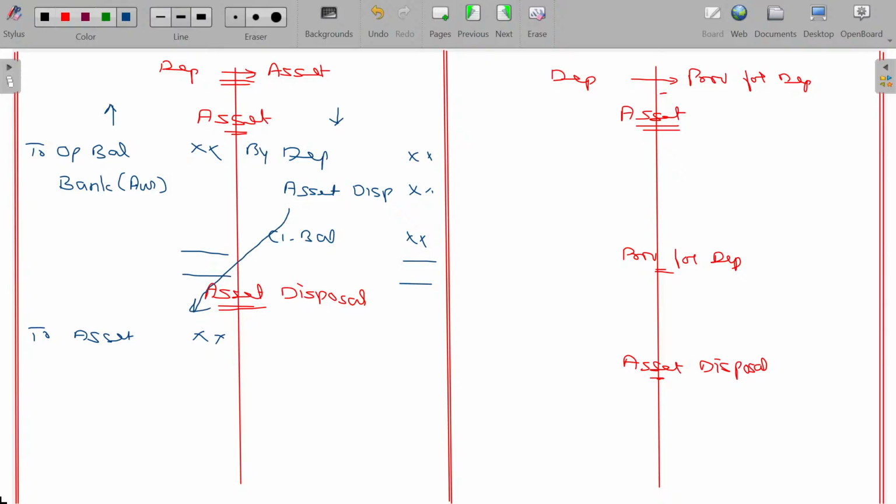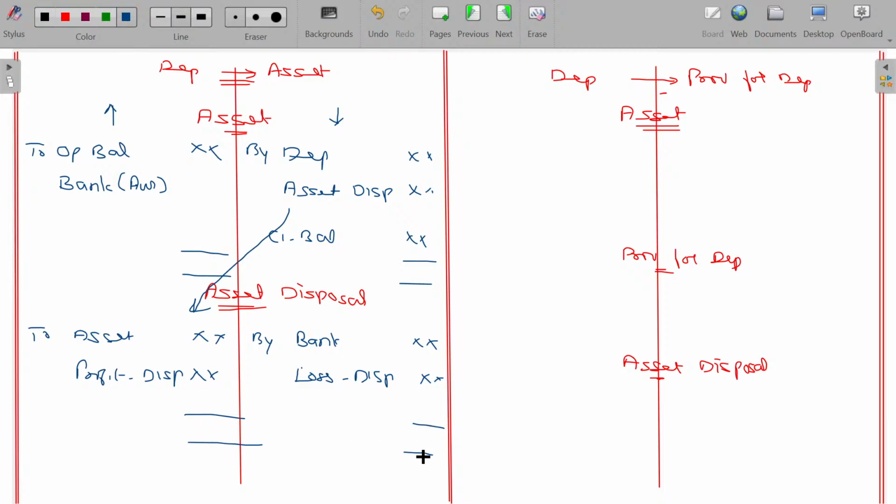Now the sale happens in the asset disposal account. So here, by bank. If you get any profit, that will raise the value of the asset disposal. So profit on disposal. In case of loss, it reduces the value of the asset disposal. So loss on disposal. Clear?